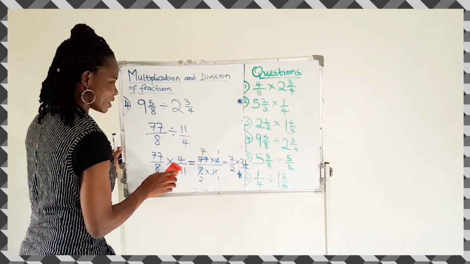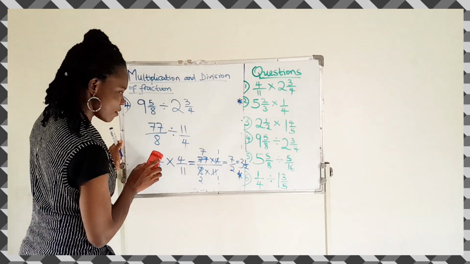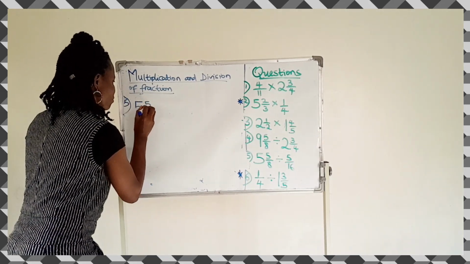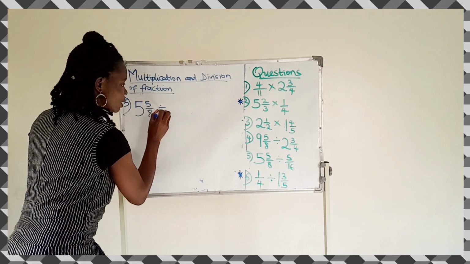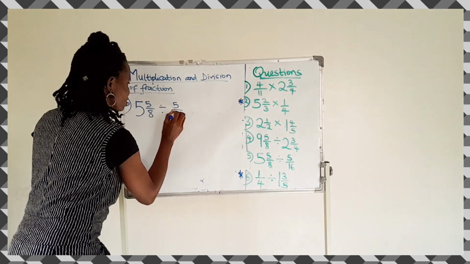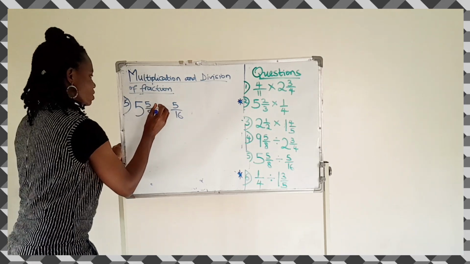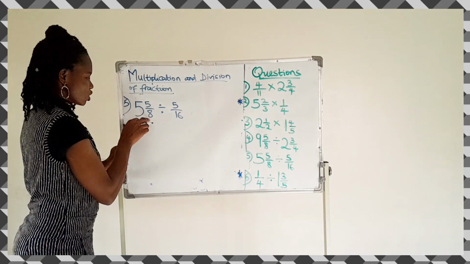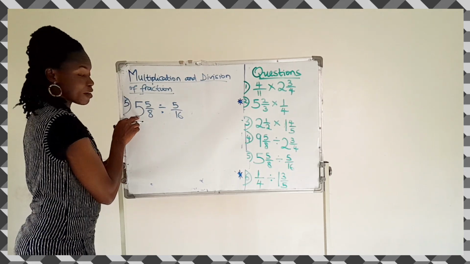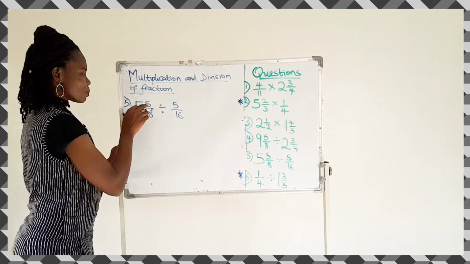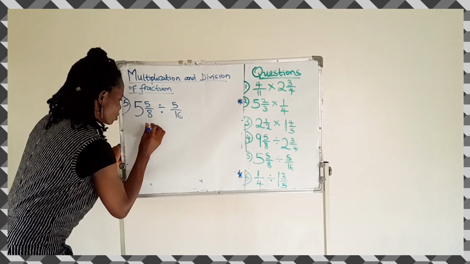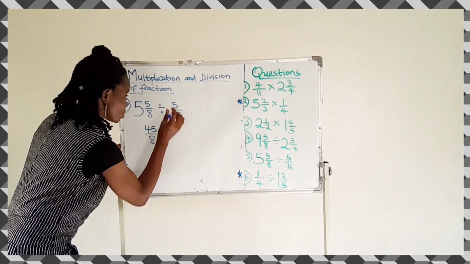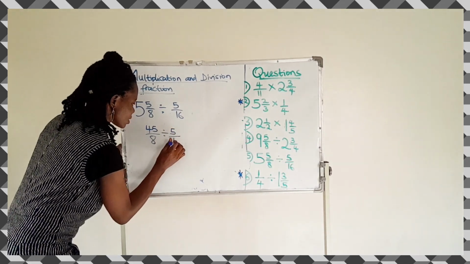Okay, so let's quickly look at number 5. What do we have in number 5? 5 whole number 5 over 8 divided by 5 over 16. First thing, we change to improper fraction. 8 times 5 is 40. 40 plus 5 is 45. So we have 45 over 8 divided by, this one is a proper fraction, 5 over 16.